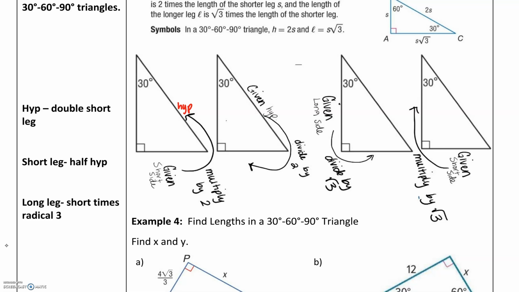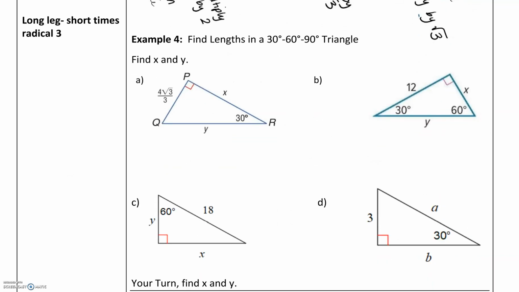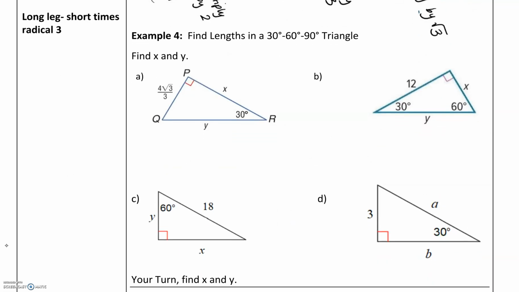The long side's a little bit trickier. If you're given the long side, you're going to divide by a radical 3 to get your short side. But if you're given your short side, then you'll multiply by radical 3 to get your long side. So we're going to practice some of these here. So again, this is the short.